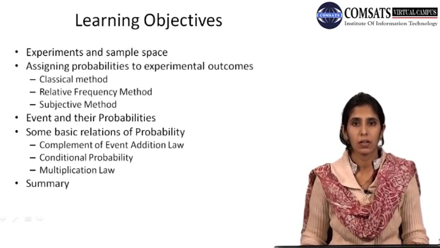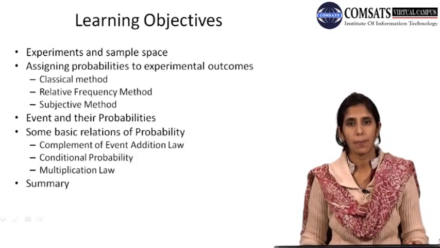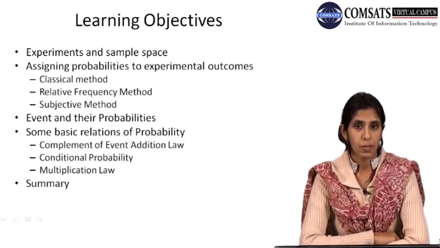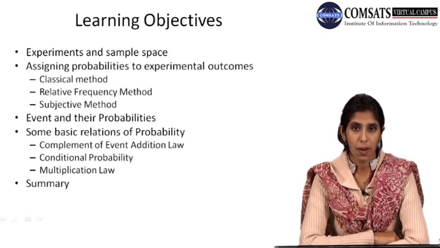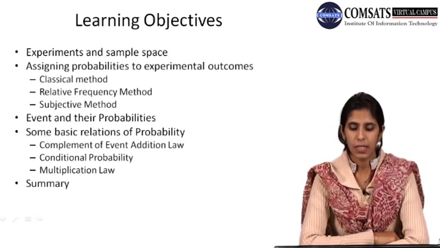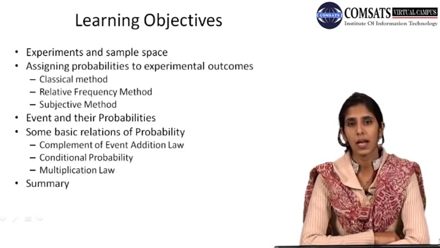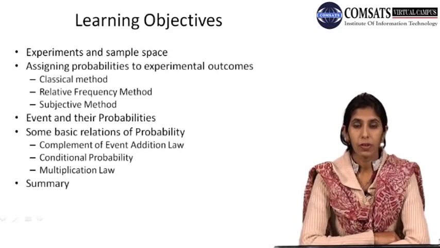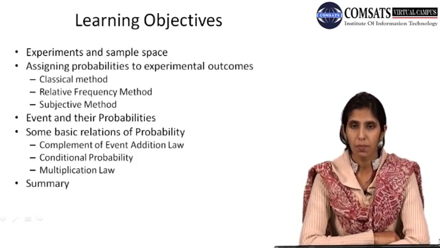Now today, we'll be talking about probability, a very interesting field of statistics, and no doubt very sound in application towards business studies as well. In this chapter, we'll be talking about experiments and the sample space. We refer to set theory and some mathematical analysis of creating experiments and identifying the sample space. Then we'll be talking about assigning probabilities to experimental outcomes. There are three methods we consider for this: the classical method, the relative frequency method, and the subjective method.